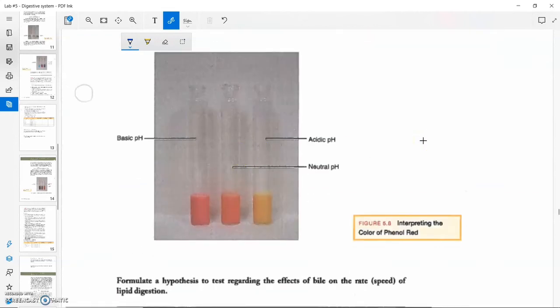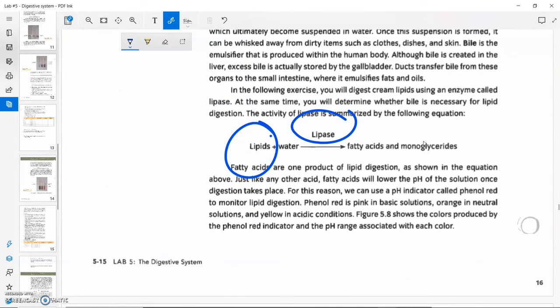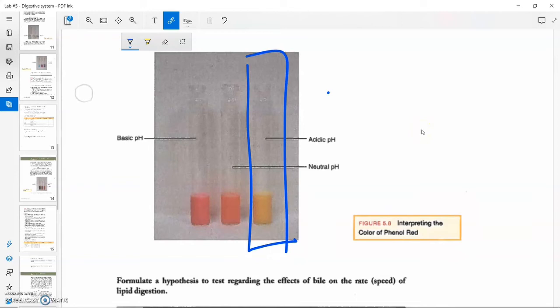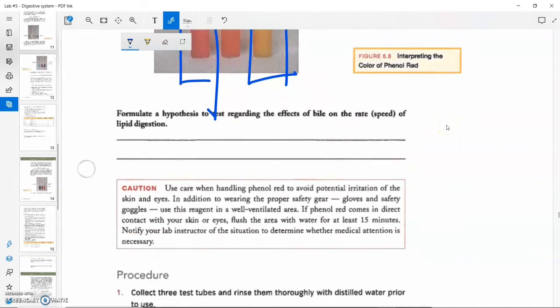So here we have a reagent that shows you the pH of the solution. You can see that digestion of lipids produces acids. So complete digestion of lipids can lead to a more acidic environment, making it yellow. And no digestion means basic pH. So bile will accelerate the lipid digestion.